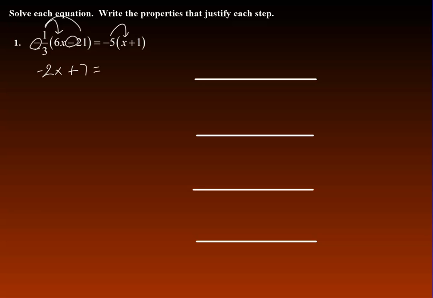Then we're going to do the same thing on the other side. Distribute negative 5 to the x, so that's negative 5x. And negative 5 times 1 is negative 5. And so what we used here was the distributive property.